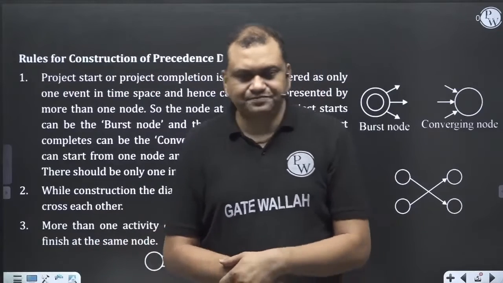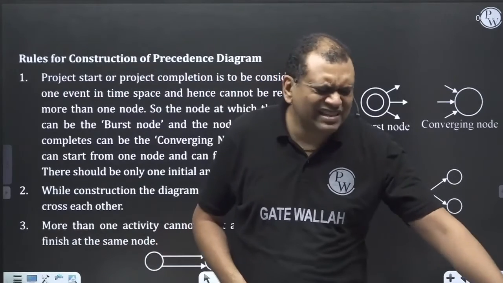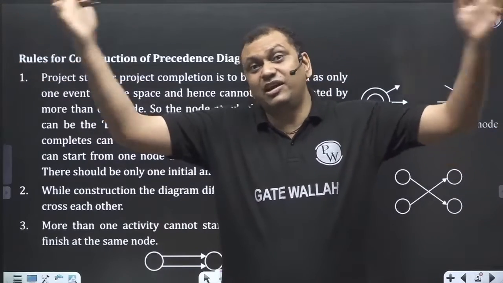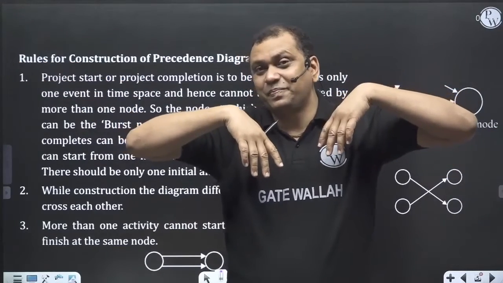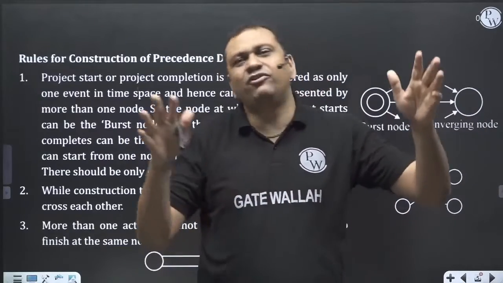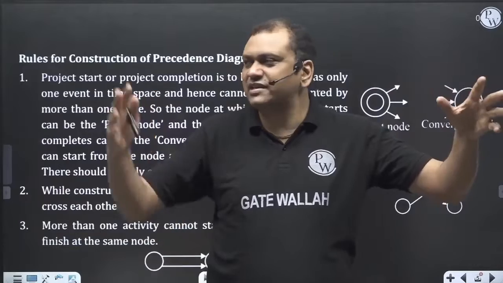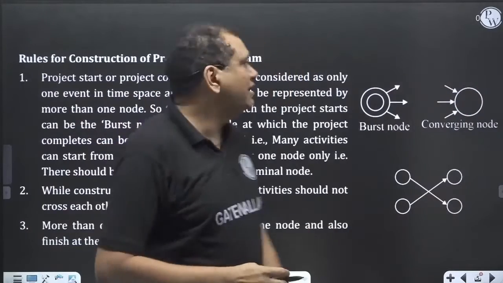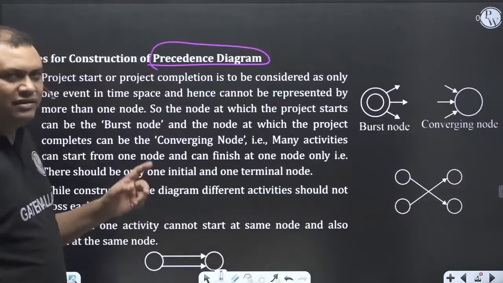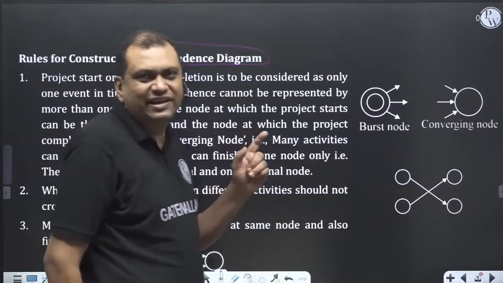From the start of any project to the close of any project, there are multiple activities. When those activities are presented in the form of a diagram, like predecessor and successor, that diagram is called a precedence diagram.